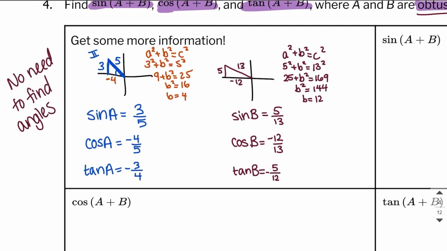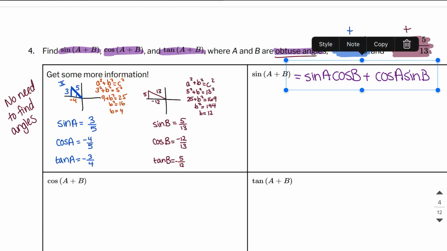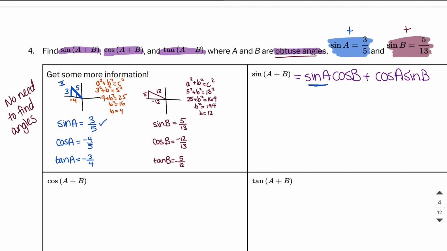And the reason why I don't need to know what they are is because if we look back at our formula, sine of A plus B would be equal to sine of A cosine of B plus the cosine of A sine of B. And notice when I do this, I have all of this information right here. We're given sine of A. We are given cosine of B. We are given cosine of A. And we are given sine of B.